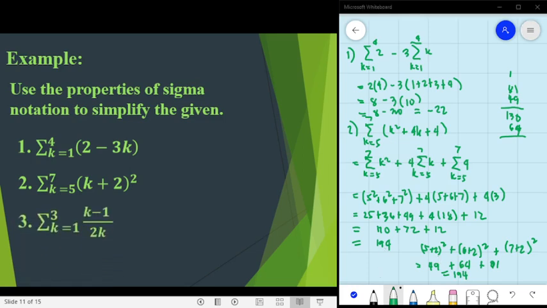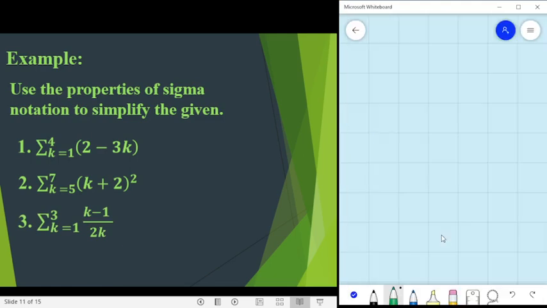Okay, and we have another example, which is the last one. The last example we have is the summation of 3 over k minus 1 over 2k, wherein k runs from 1 to 3. So, what we did is, the k minus 1 over 2k, you make it k over 2k, then minus 1 over 2k.